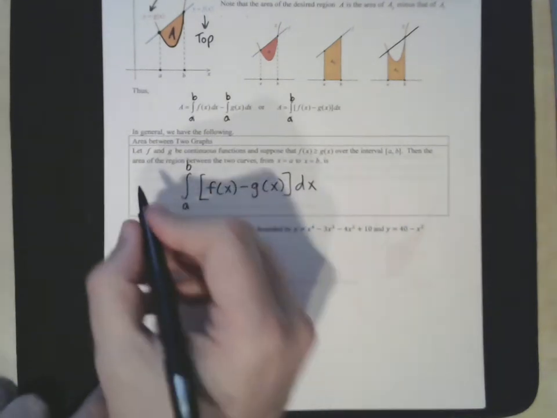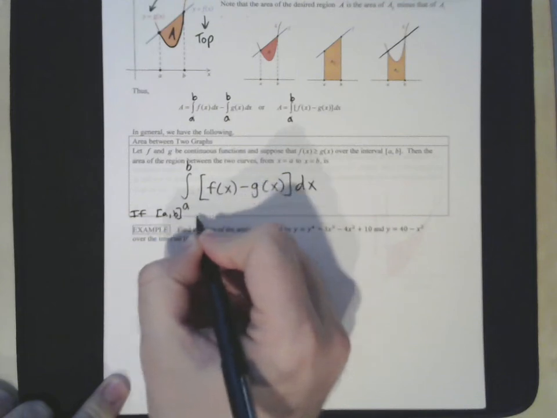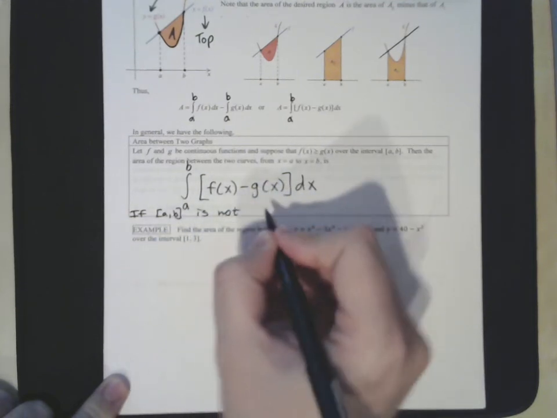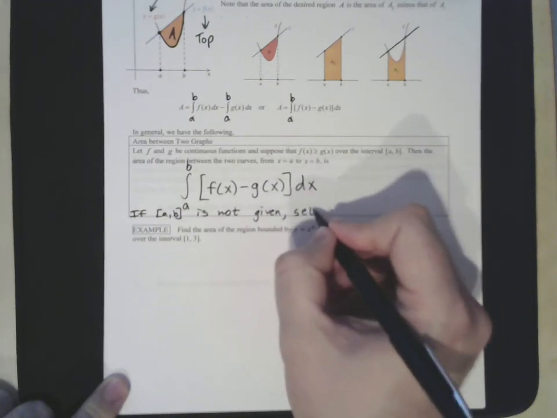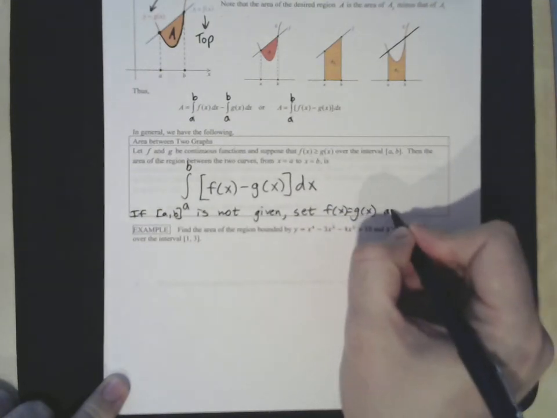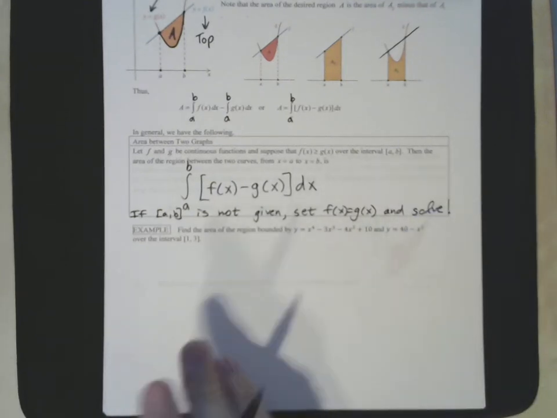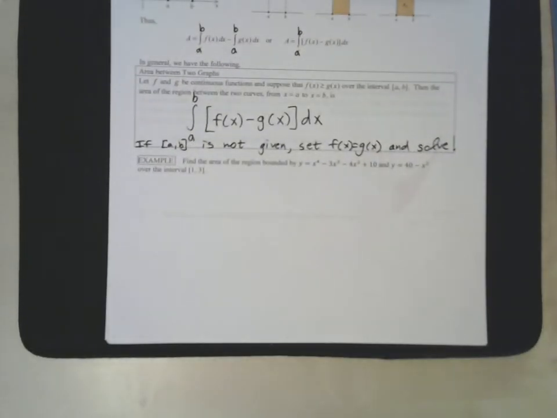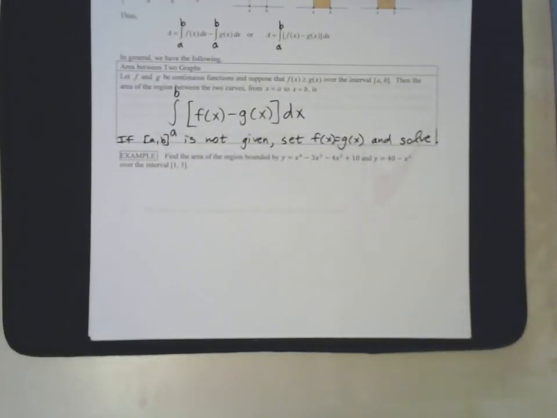Now, if you're not given the a to b, what we do is set f of x equal to g of x and solve. So if you're not given your bounds, this is how we identify our bounds, by solving when the functions are equal, because that will be when they intersect. That'll be how we find those 2 points. So let's take a look at a little example here.